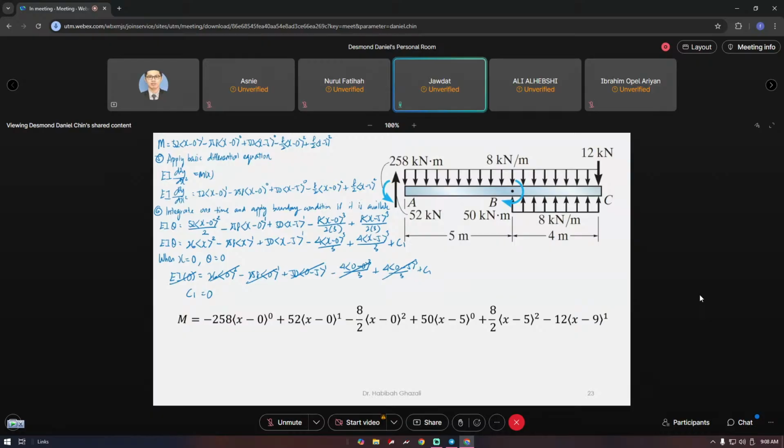Either 0 or negative in the Macaulay bracket. Yes, because inside the Macaulay bracket, you can see this is 0, this is negative 5, this is 0, this is negative 5. So all the values inside the bracket are either negative or 0. So according to the Macaulay bracket concept, if it is negative or 0, then everything directly becomes 0. That's why C1 equals 0. Any question? No. Okay, let's proceed. So step 7.